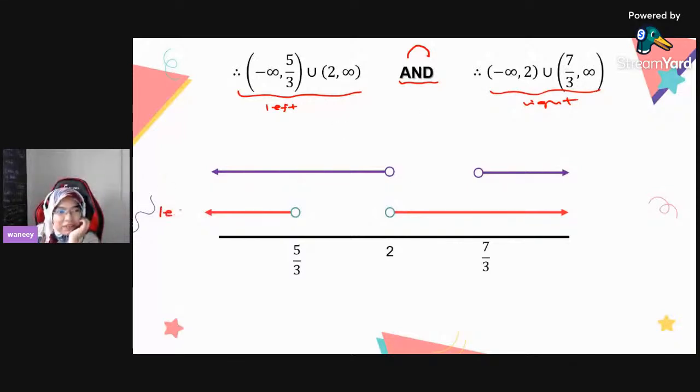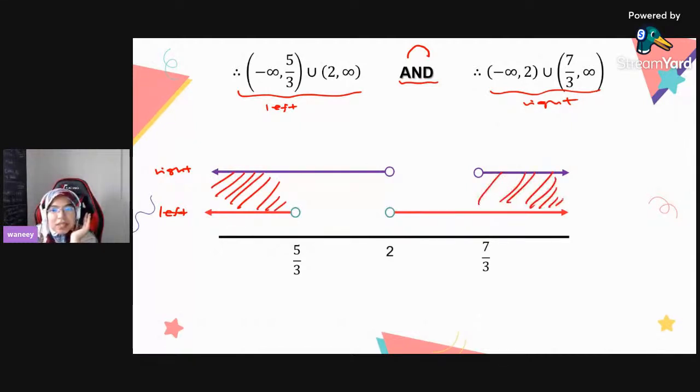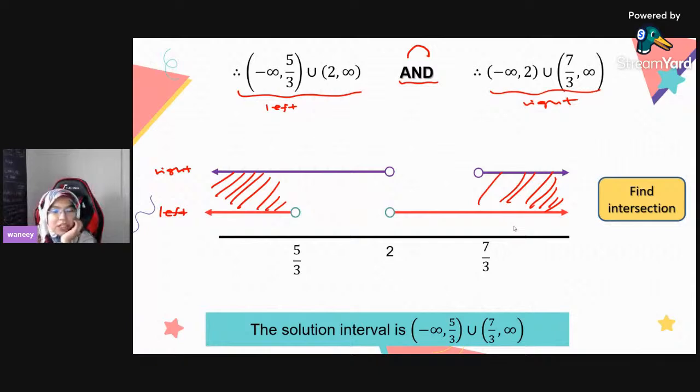So this is for the left hand side. This is for the right hand side. So now we are going to find the intersection. Ni baru senang nak tengok intersection. Okay, intersection. Okay, so where does it overlap? It does overlap from negative infinity up until 5 over 3. And then another interval is 7 over 3 up until infinity. So they do overlap at two different regions, one left, one right hand side.